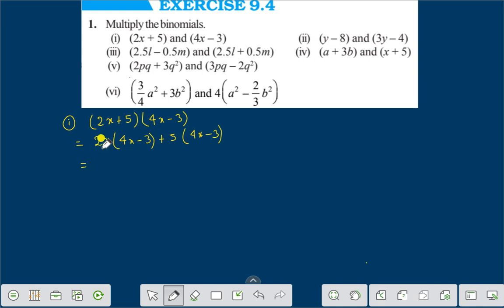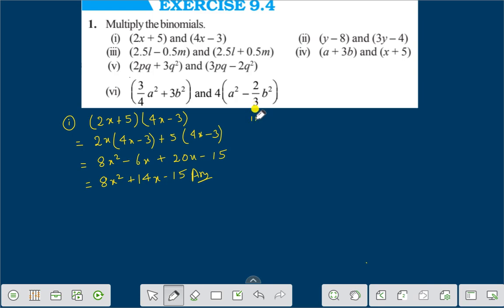That is equal to 8x square minus 6x plus 20x minus 15. Or you can write 8x square plus 14x minus 15, and that is the answer. That is 8x square plus 14x minus 15. This is the answer of question number 1.